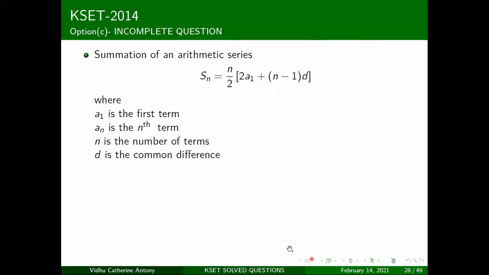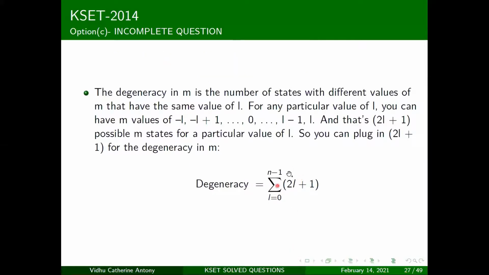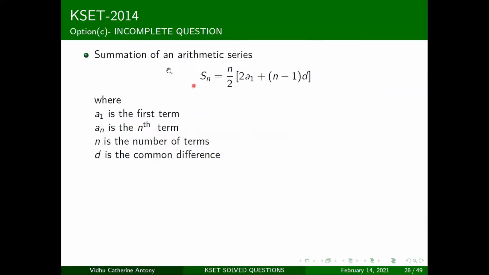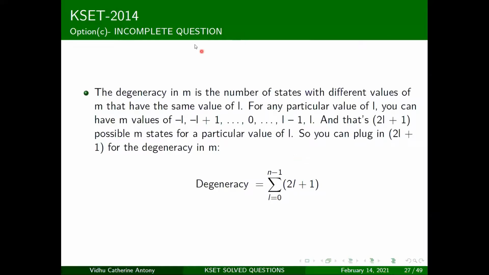Now let's look at the next step. So this is how you go about it. Once you get the summation, you need to start doing the summation. If you look at this, it looks like an arithmetic series. L equal to 0 is what you start with. So the degeneracy value, if you start out with L equal to 0, you have 2 into 0 plus 1, which is 1. If you put L equal to 1, you get a degeneracy value of 3. So 2 into 1 plus 1, that's 3.